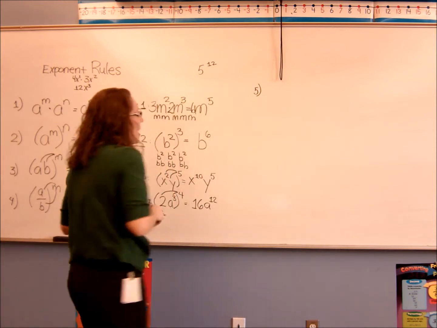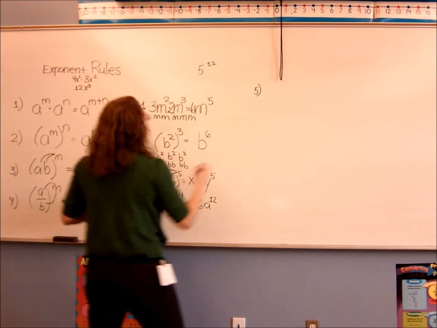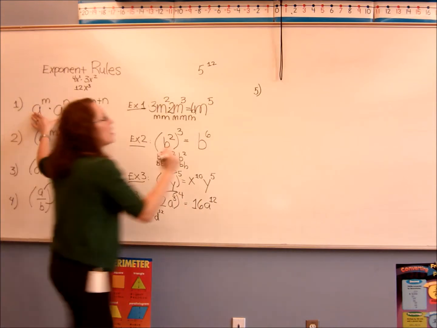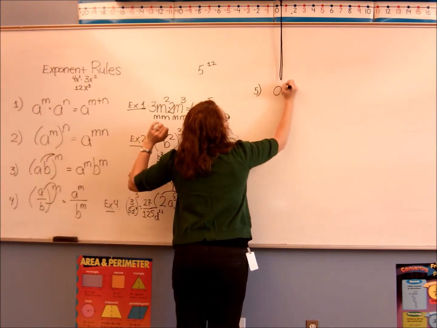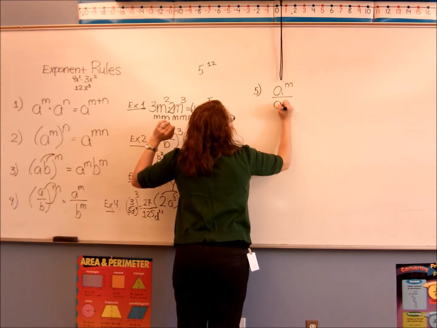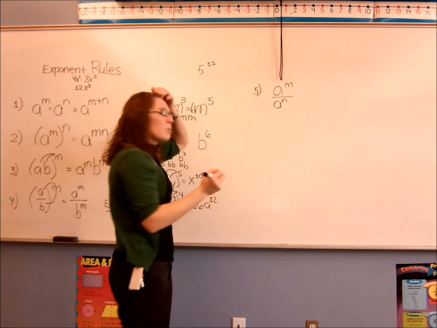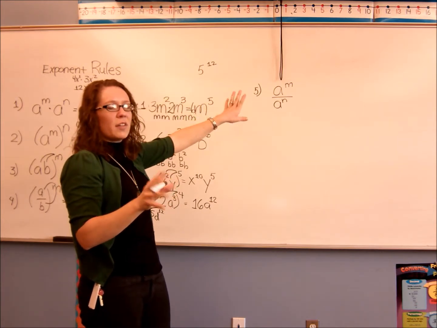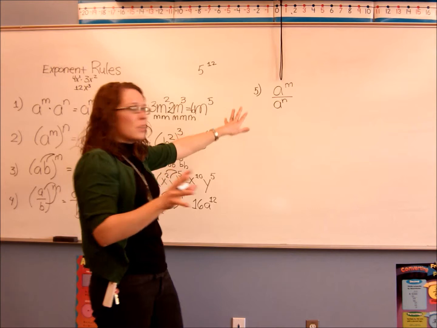Okay, the next rule I want to talk about is if you have, just like this one, we had 2 same bases multiplied. If you have 2 same bases divided. And you've probably done this rule before. Do you remember this one at all? I remember last year. Probably looks a little funny with the a's in there. Let me show you a different example.